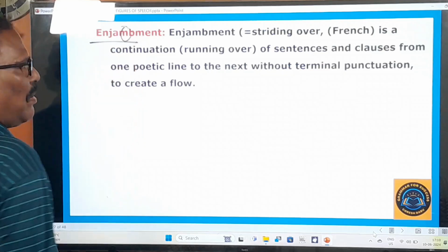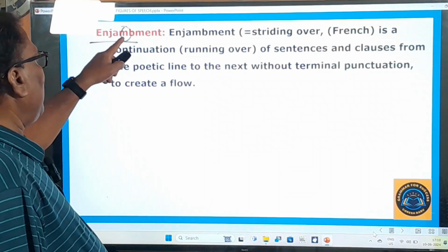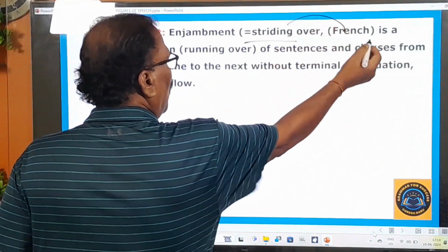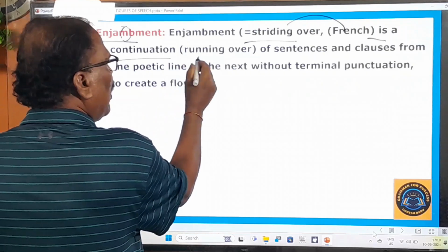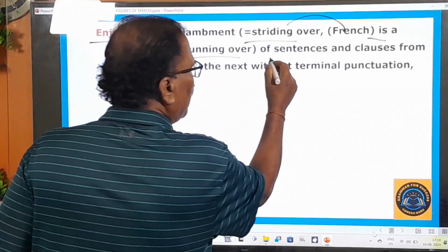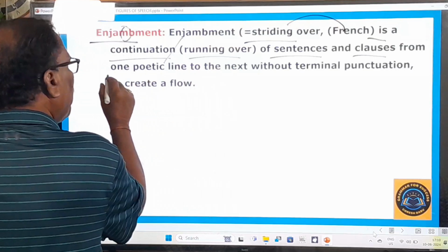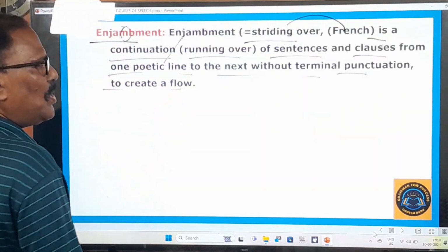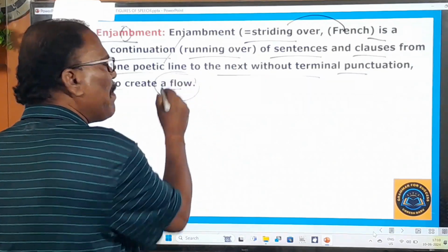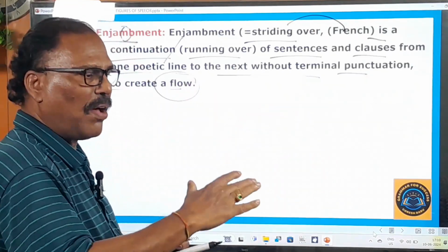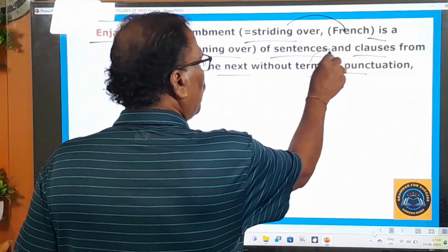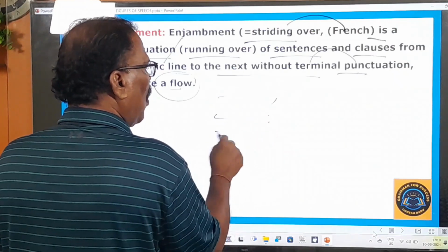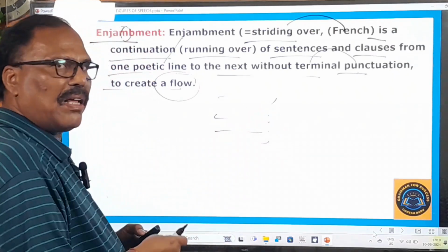Enjambment. The B is silent, as all of you know pretty well. Enjambment means striding over. That is a French word. It is a continuation or running over of sentences and clauses from one poetic line to the next without a terminal punctuation, to create a flow of thought. Generally, at the end of a poetic line, there will be a comma, colon or semicolon, something.